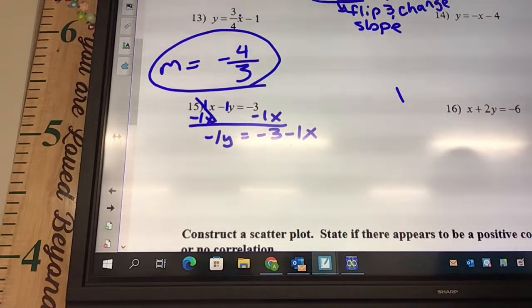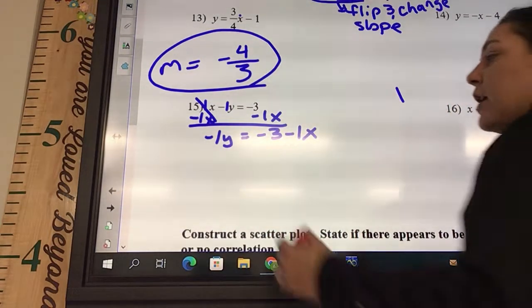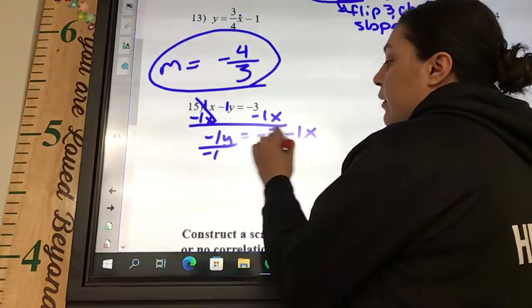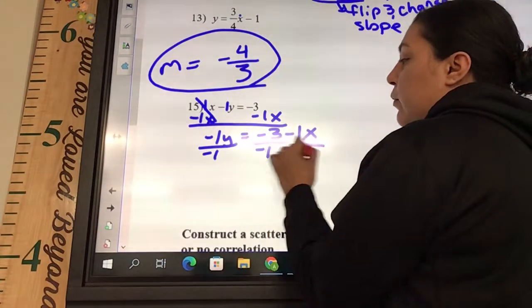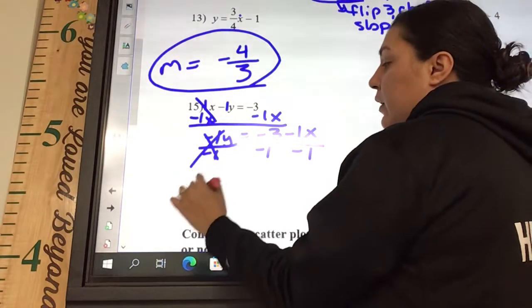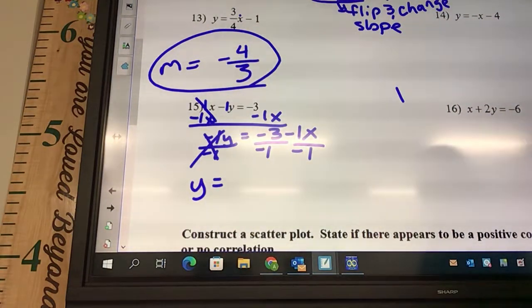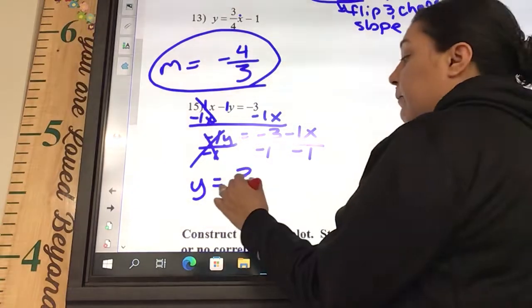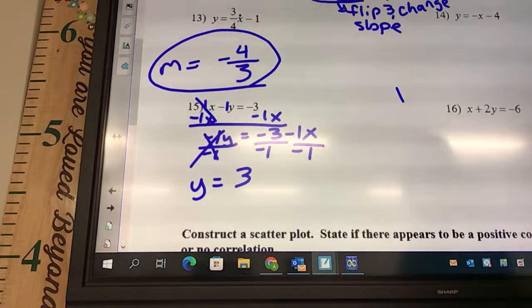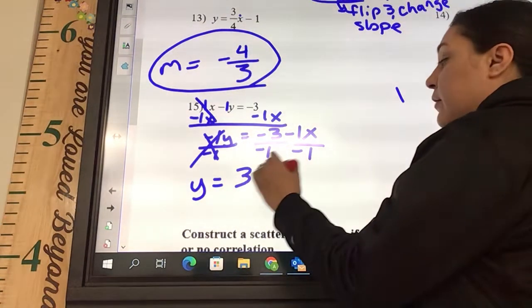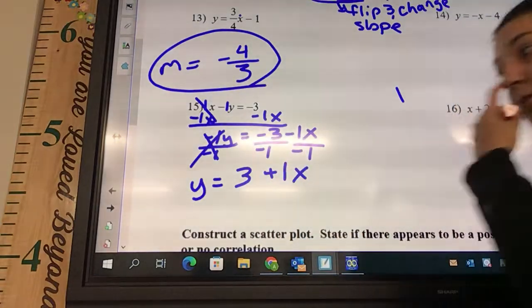And then you always divide by the number that's next to the y. And so you're going to divide everything by a negative 1. So you get y equals negative 3 divided by negative 1 is 3. Negative 1 divided by negative 1 is a positive 1x.